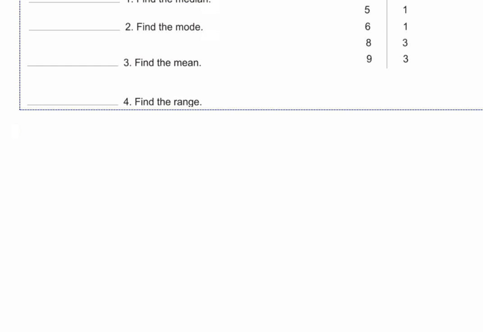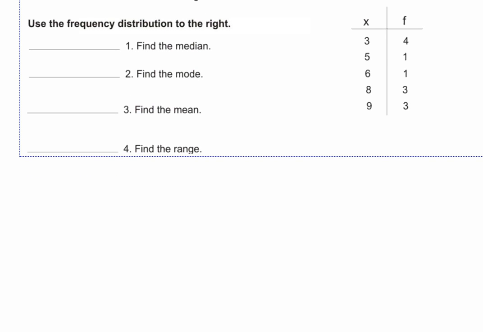Okay, do you remember a frequency distribution? You've got to remember that the first number is the data and the second number is how often. So this is saying we have 4 3s. I have 1 5. I have 1 6. I have 3 8s. I have 3 9s. Remember that? So be careful. The mode is very easy on these. What is the value of the mode? 3, because there's 4 3s.